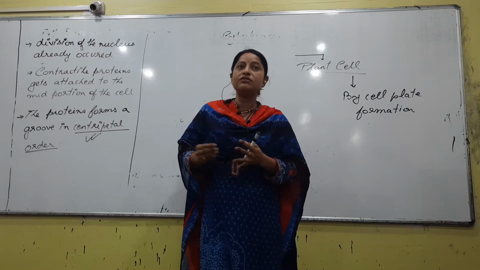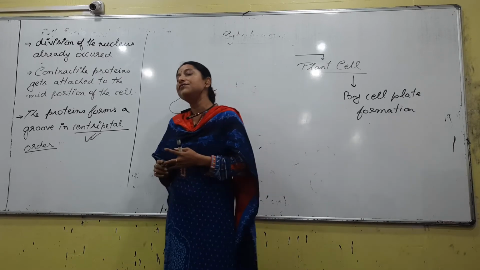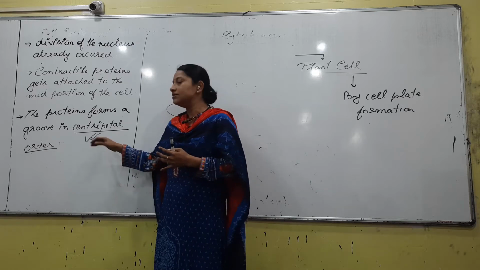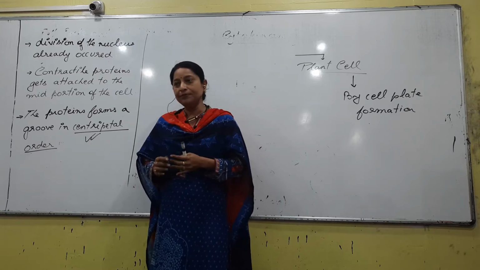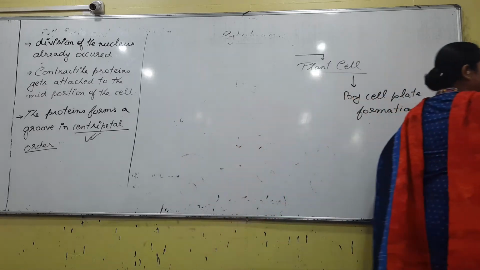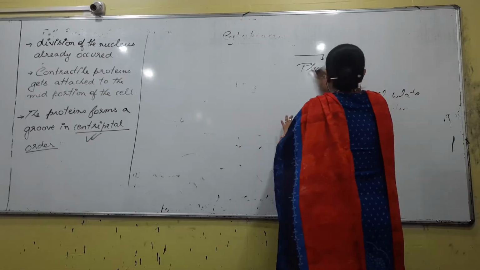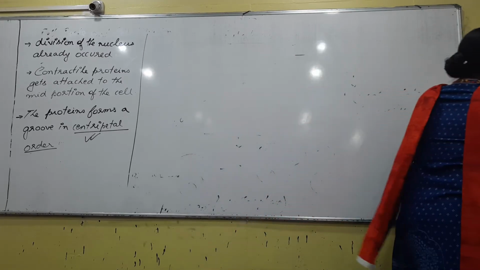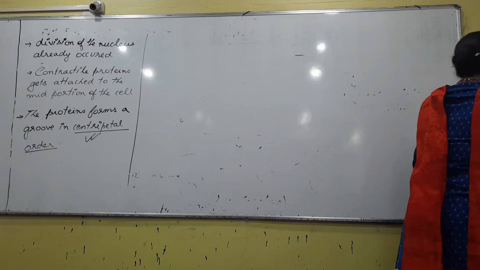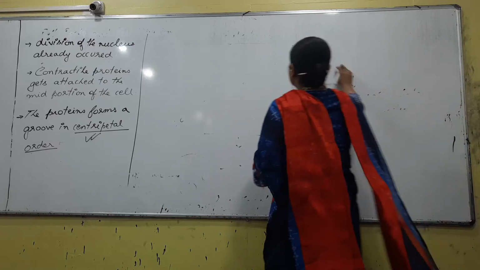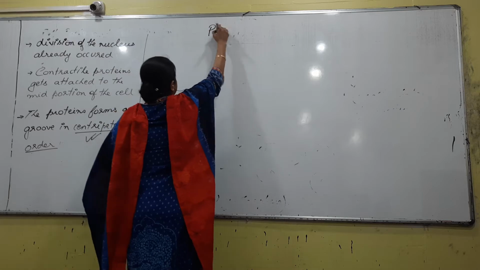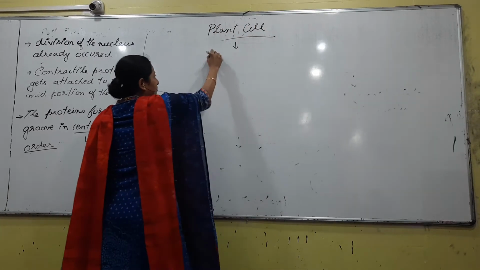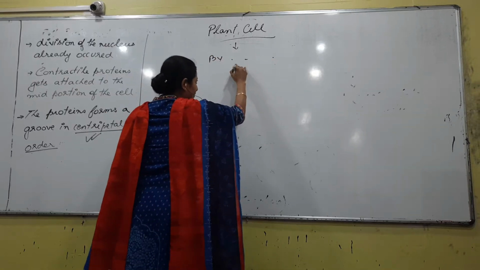So, the groove that is formed is always towards the center, and so in case of an animal cell, cytokinesis occurs in which order? It always occurs in a centripetal order. Is the point clear? Okay. Next we will be writing about this one. Plant cell, what did we write? By cell plate method, and we will draw its diagram.